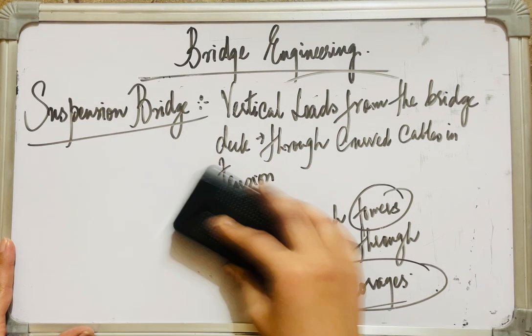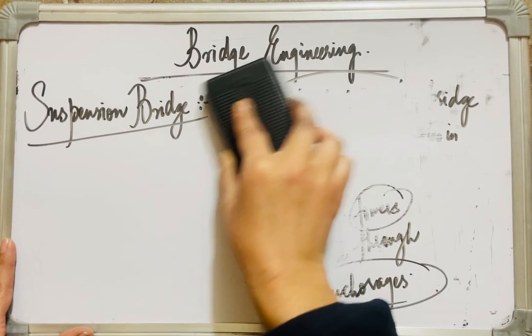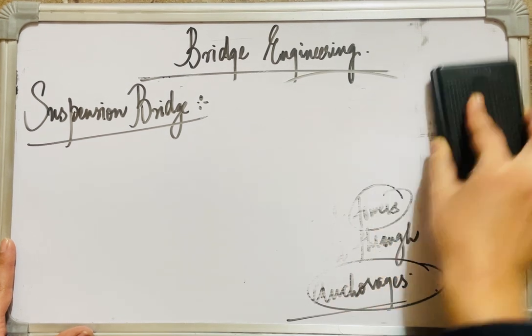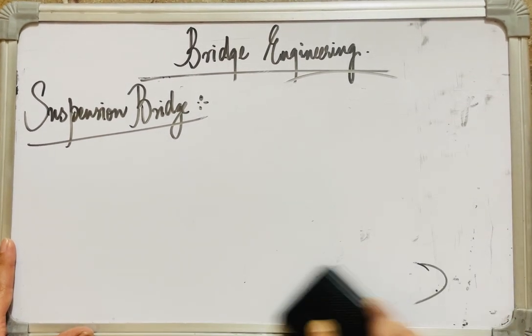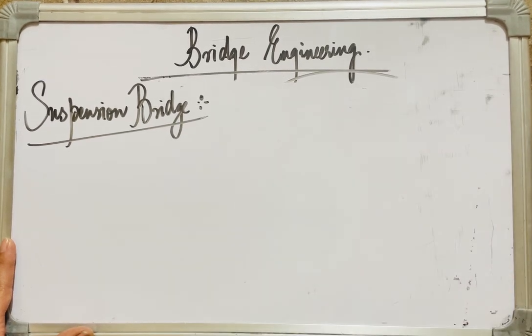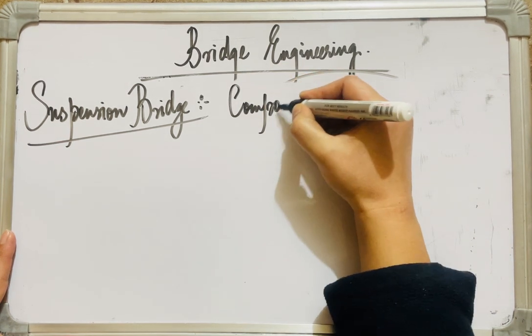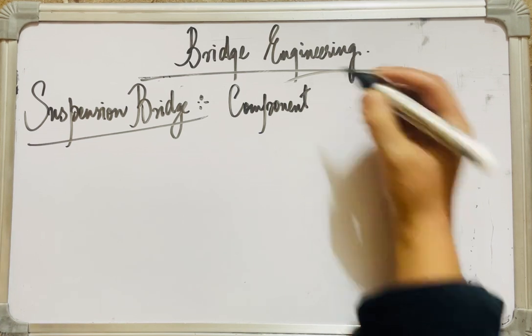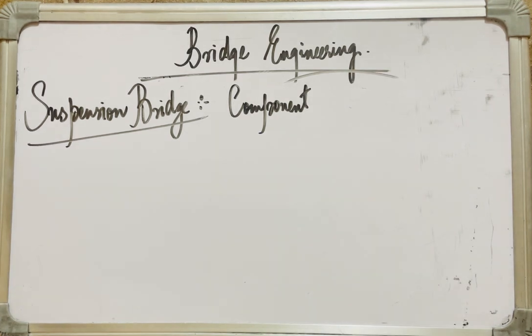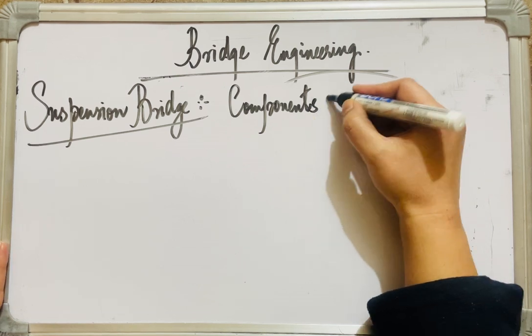So the suspension bridge is that type of a bridge wherein the vertical loads from the deck are carried through the curved cables which remain essentially in tension, and then these are transferred to the foundations of the ground by means of towers or anchorages. All right. Components of a suspension bridge. Now we have to study how this bridge assembly works and how this load transfer mechanism takes place. So we have to study about the components of a suspension bridge.